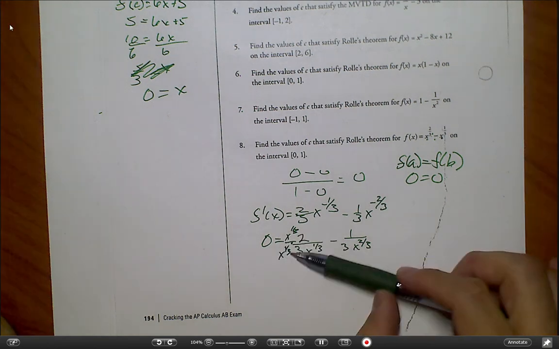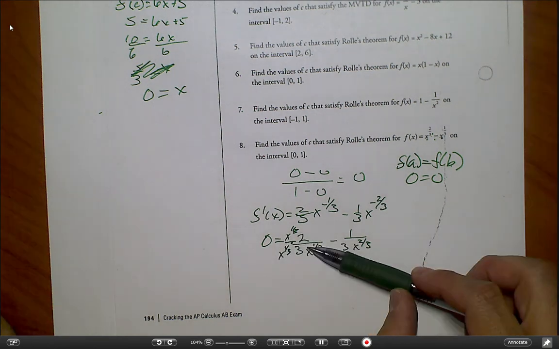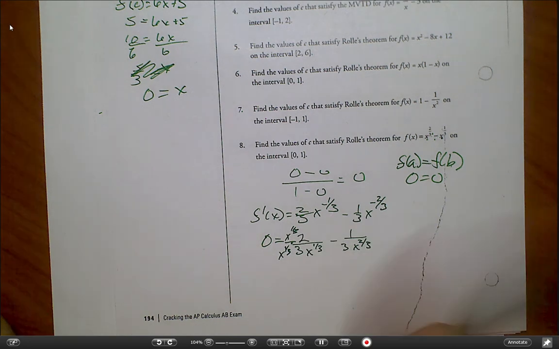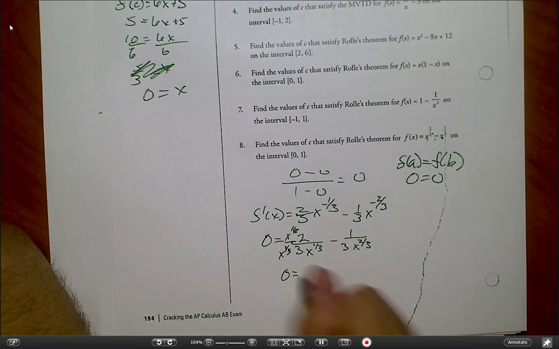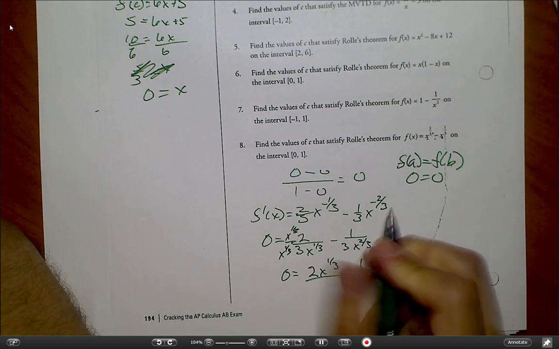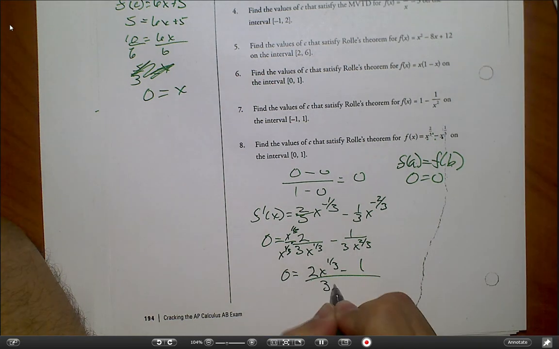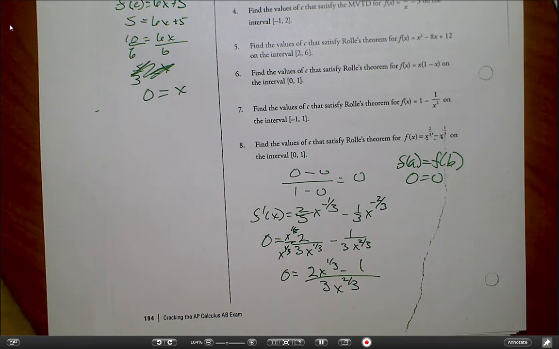So I'm doing that with this. That's going to be a common denominator thing. So I'm going to take care of that. So that's going to be 0 equals 2x to the 1/3 minus 1 over the now common denominator, which is going to be 3x to the 2/3. So there's my common denominator.